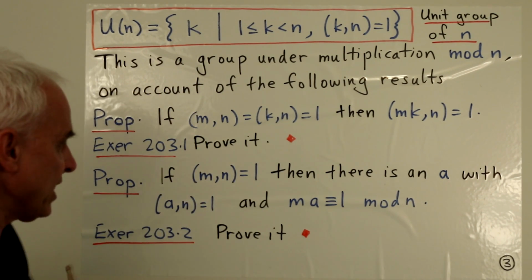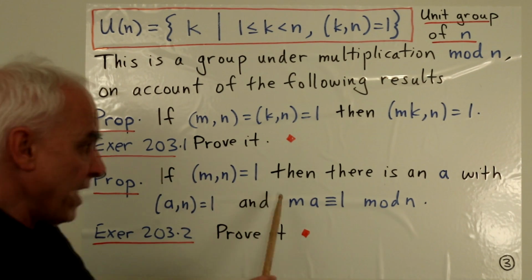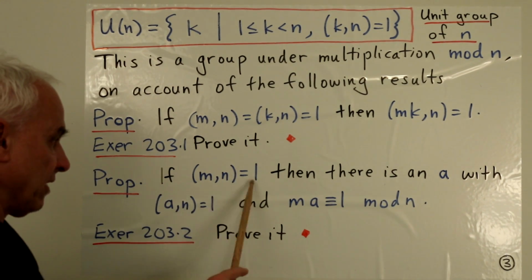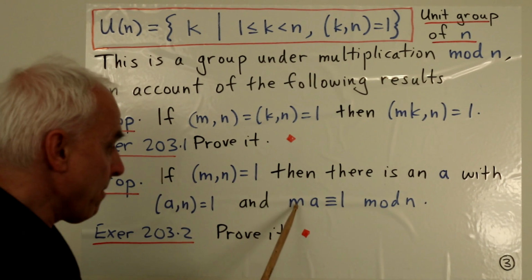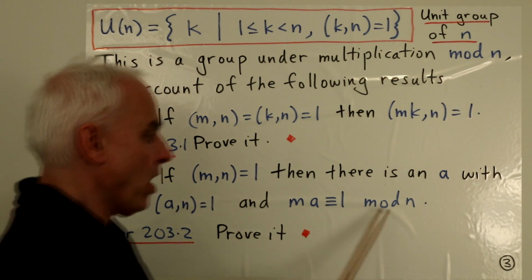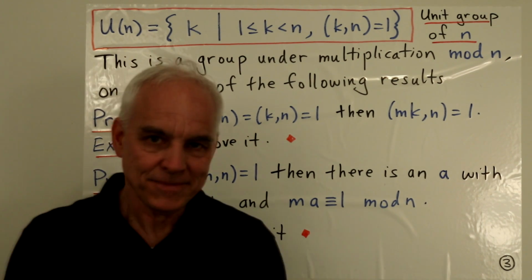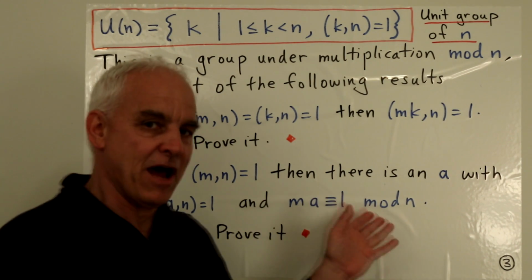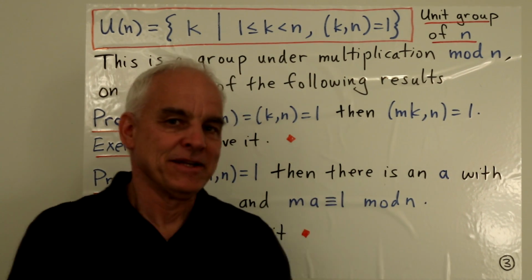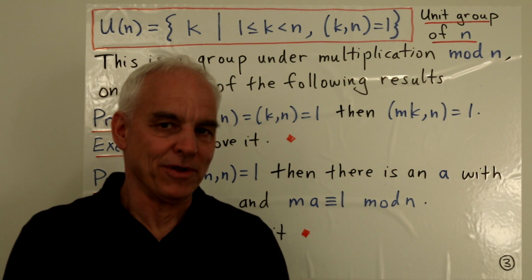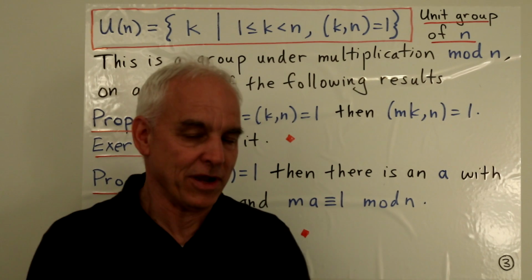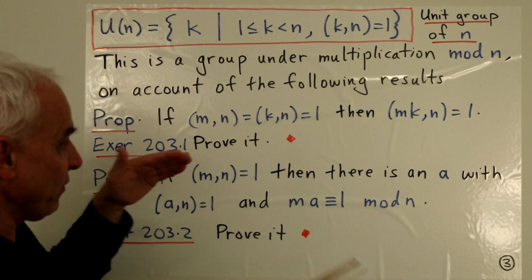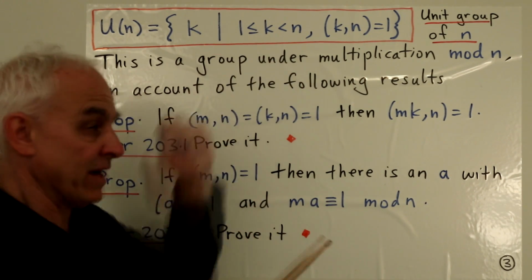And the second proposition is that if m and n are relatively prime, then there is another number a with the property that a is also relatively prime to n, and furthermore, m times a is congruent to 1 mod n. This is also an interesting exercise. We have derived enough to be able to figure this out. If you go back in the last dozen or so videos, you'll see the clue there somewhere. So it's an interesting exercise to figure out why that is. So these are the basic two facts that reveal that this is in fact a group.